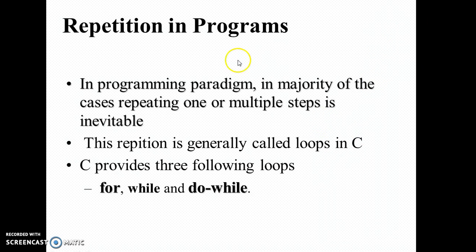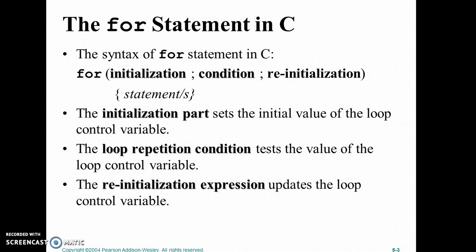Like that, in the programming paradigm also, in the majority of cases, repeating one or more steps is inevitable. This repetition of a process, repetition of an expression, repetition of execution of certain steps or certain lines of code is generally called loops in C. Basically, C provides the following 3 loops. The first is called for, the second is called while, and the third is called do while. We'll start with the for loop.